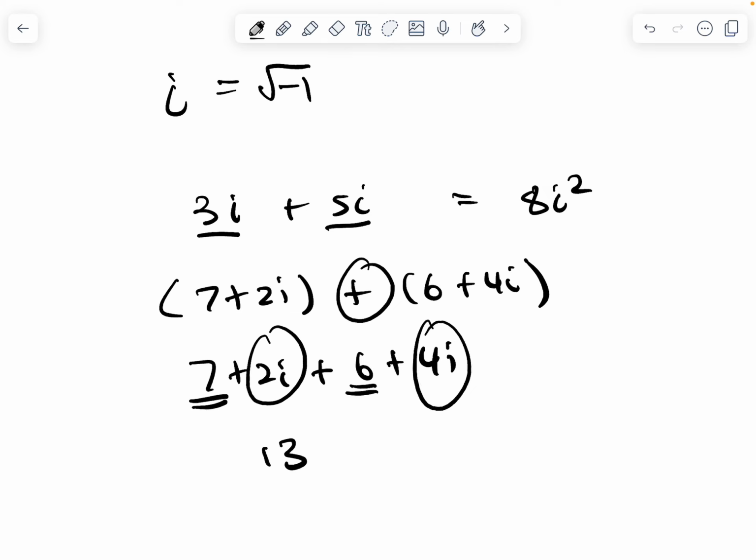2 iguanas and 4 iguanas is 6 iguanas, and you're just combining like terms. So 7 and 6, these are the same types of things. Iguanas and iguanas combine to be 6 iguanas. So 13 plus 6 iguanas.